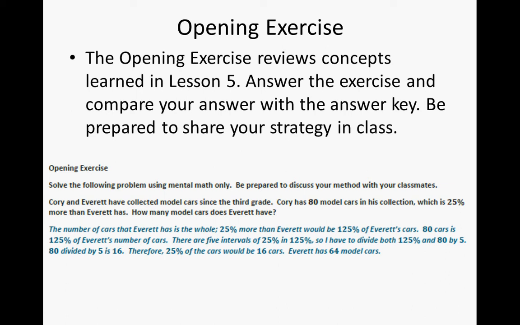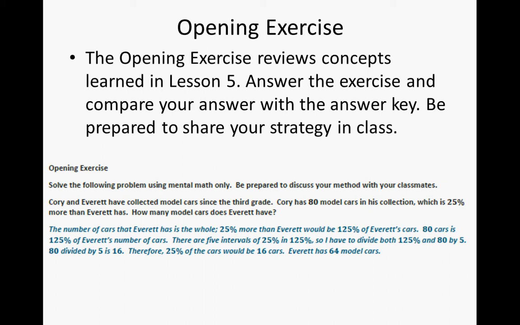So again, your strategy might be a little bit different. This is just an example. The number of cars that Everett has is the whole. 25% more than Everett would be 125% of Everett's cars. 80 cars is 125% of Everett's number of cars.